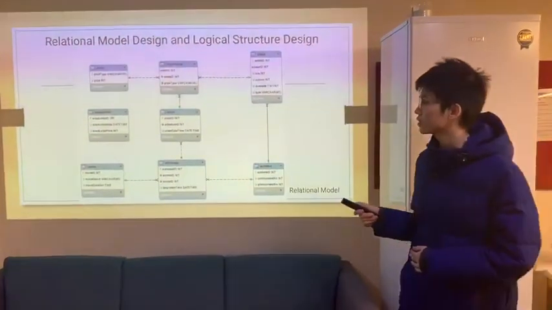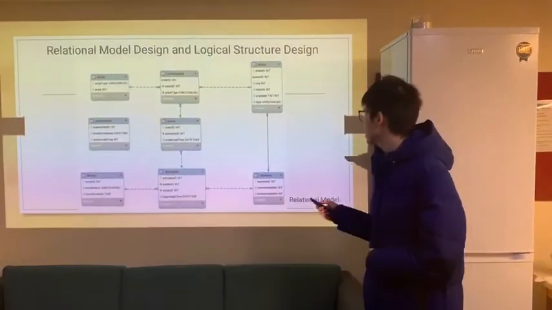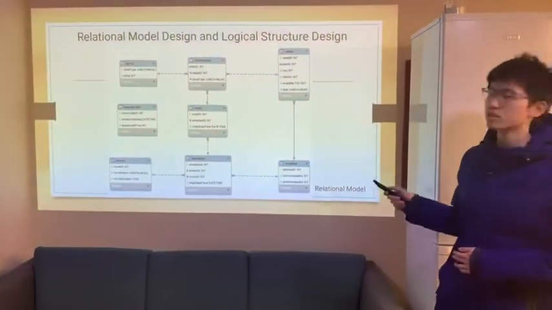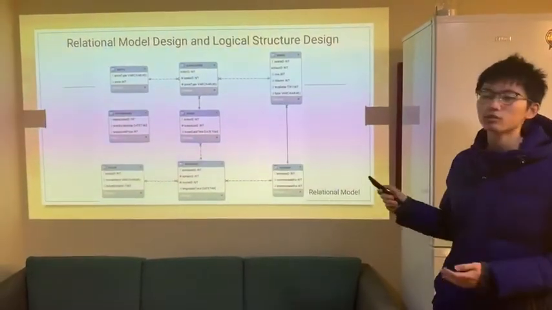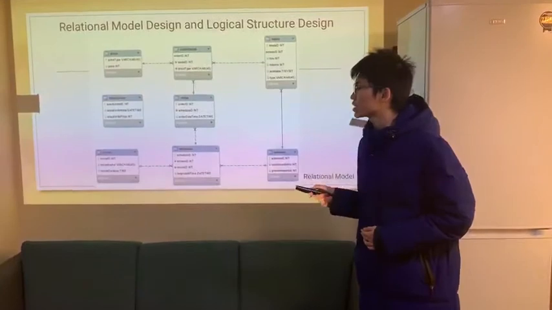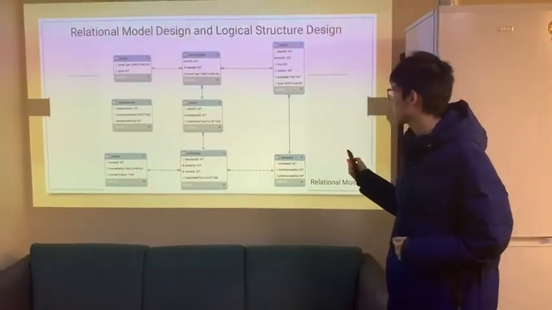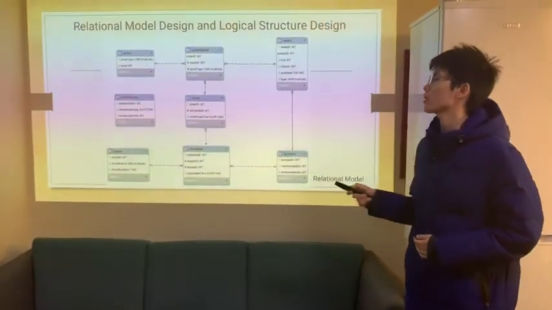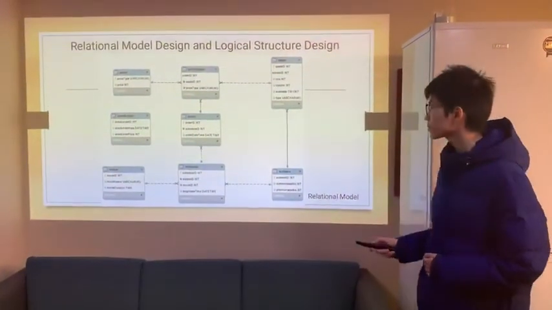First, I designed table movie, table screens, and table price. They are all base tables of this database. They don't have foreign keys. The primary key of table movie is movie ID. The primary key of screens is screen ID, and the primary key of table price is price type.